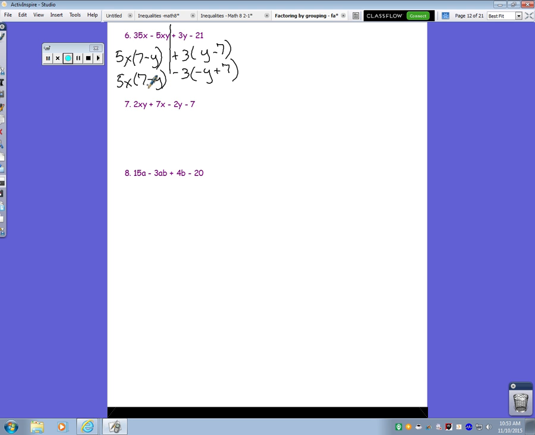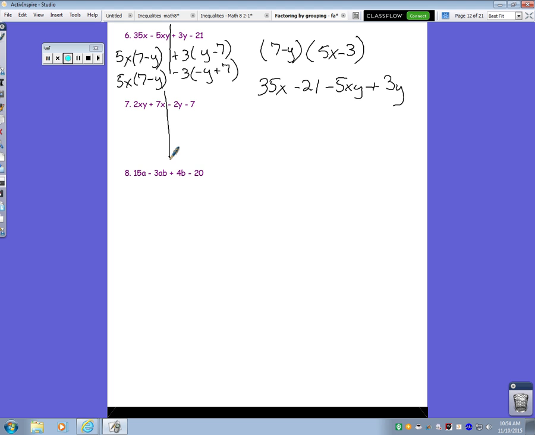And now we have identical parentheses. 7 minus y, negative y plus 7. We could turn it around. It would be 7 minus y. So let's go ahead and write it out here with 7 minus y in one parenthesis. And what's outside the identical parentheses is what makes that second factor in that parenthesis. Now we're going to FOIL and check and make sure that we end up where we need to go. So here we have 35x minus 21 minus 5xy plus 3y. Exactly what we have here, a slightly different order, but as we know, as long as the sign is correct, the order doesn't matter.